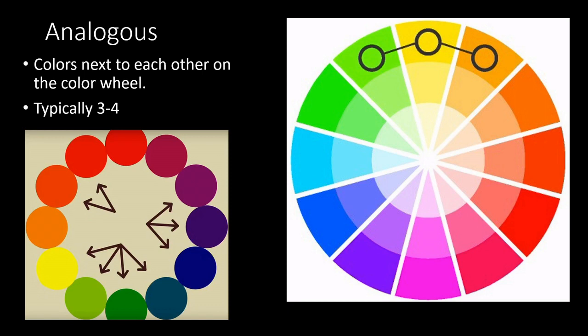Next, we have an analogous color scheme. This, very simply, is colors that are next to each other on the color wheel. Typically, this can be 3 to 4. You can have 2, but when you verge on just 2 colors, you are really pushing the boundaries of a monochromatic color scheme. That's why a lot of people use 3 to 4. It gives you more color variation and it doesn't limit you as much as, say, a monochromatic color scheme. And that is analogous. Analogous is 3 to 4 colors next to each other on the color wheel.